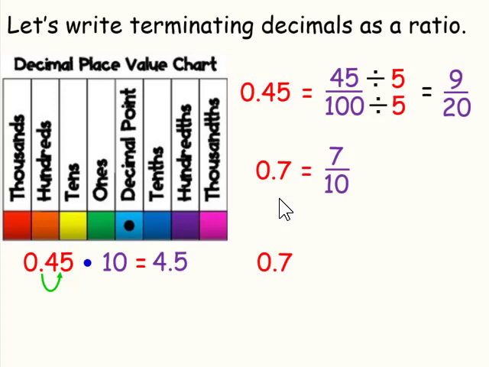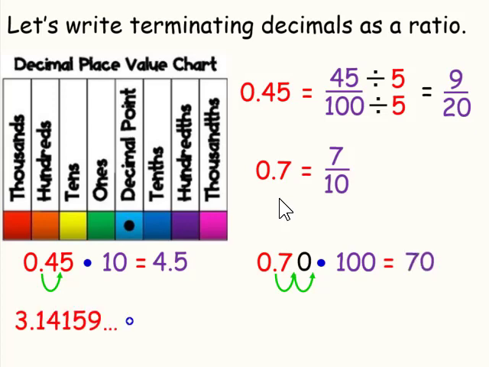Let's look at another example. 0.7, or 7/10, times 100. Since there are 2 zeros behind the 1, we move our decimal place 2 places to the right. In this case, we need to use a placeholder after the 7 since we do not have a number there. 7/10 times 100 is 70.